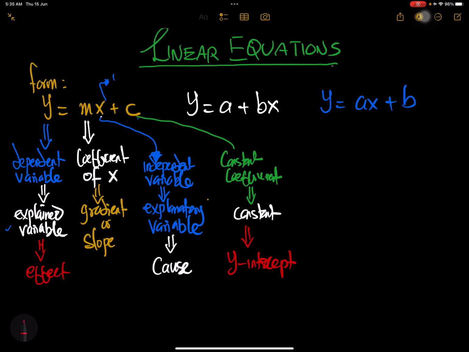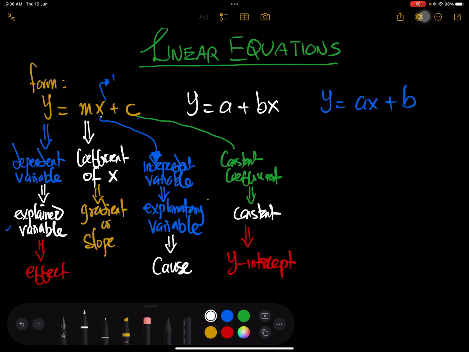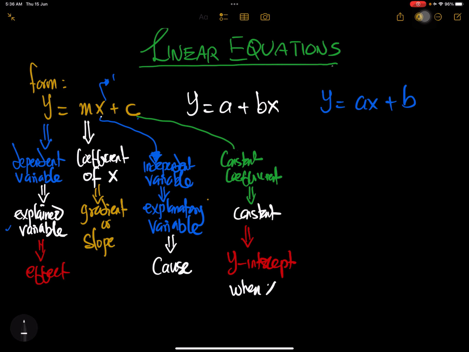The y-intercept means when x is what? When x is 0. Let's say y is equal to mx plus c. If we put 0 here, it's going to give us 0 plus c. So y gives us c. So the c there is the y-intercept when x is 0. So when you say y-intercept, we mean when x is equal to 0.